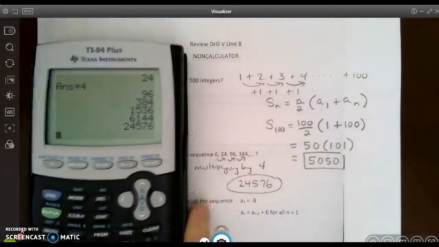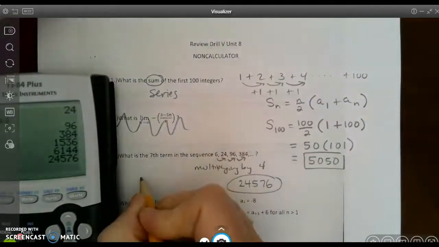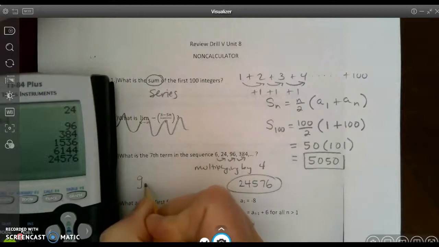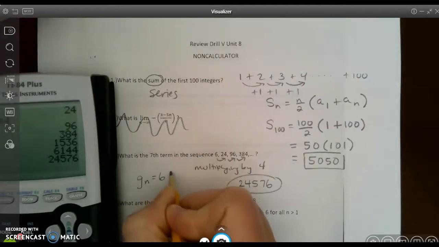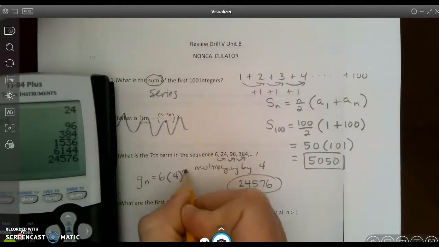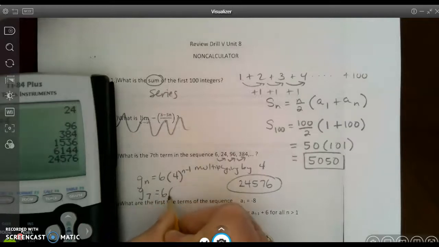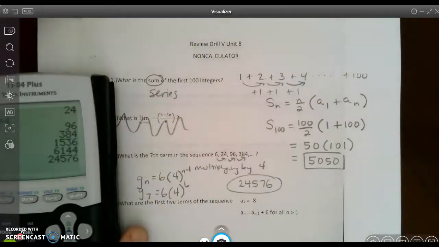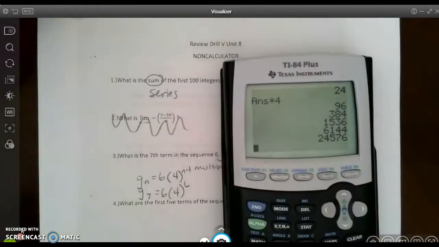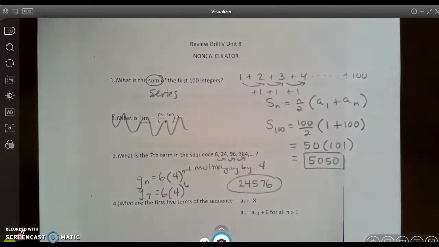Or what I can do is write my explicit formula, which says g sub n is the first term times the constant ratio 4 to the n minus 1. So g sub 7 is 6 times 4 to the 7 minus 1, which is 6. So in my calculator, 6 times 4 to the 6th. And I still get 24,576.